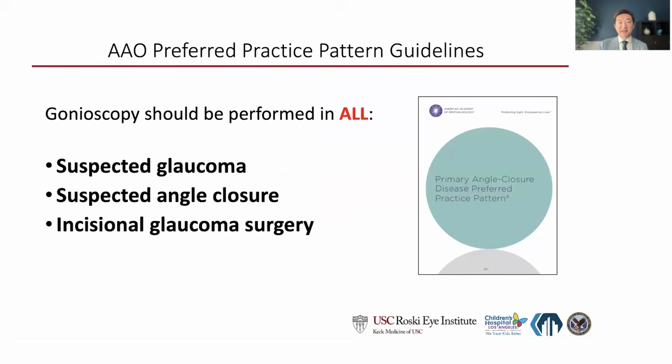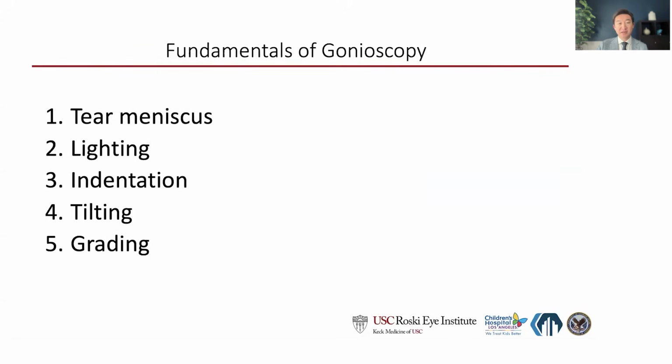The importance of gonioscopy has been emphasized by the American Academy of Ophthalmology in their preferred practice pattern guidelines. The AAO recommends that gonioscopy should be performed in all patients who are suspected of glaucoma, suspected of angle closure, or who will be receiving incisional glaucoma surgery. Therefore, it is crucial that we understand the fundamentals of gonioscopy and how to perform this examination technique properly. And I'm going to be highlighting 5 different components of the gonioscopic exam: the tear meniscus, lighting, indentation, tilting, and grading.